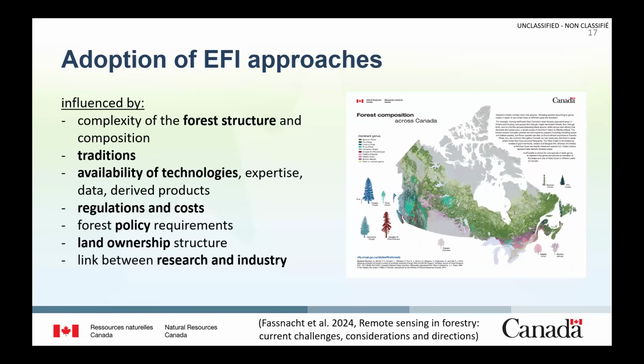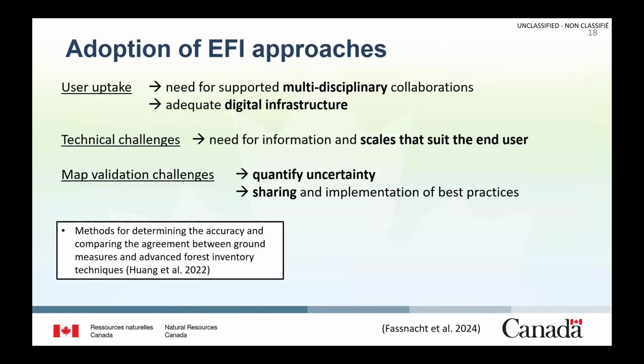Canada is a big country with a lot of variability in its landscape, forest structure, composition, traditions, technologies, expertise, regulations, policies, and land ownership. And all these factors will influence the readiness and willingness to adopt new technologies such as remote sensing tools and EFIs. So these factors will also guide your forest management needs and hence the type of EFI that best suits you. We likely will need custom solutions in different parts of the country, but sharing information and technological developments is a benefit to all, and hence why we're here today.